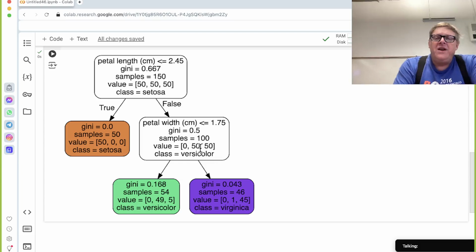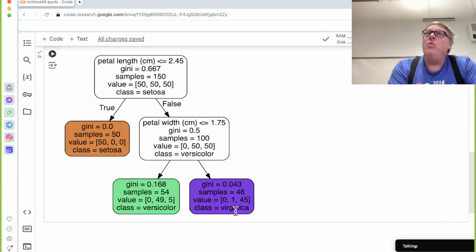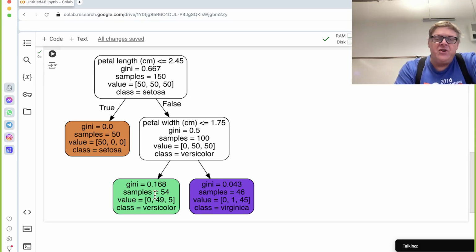Then this one here now has none of the first category, but it has 50 of each of the other 2 categories, so it's still pretty impure. The impurity is 0.5. So now you go to petal width and divide by that minus 1.75. That gets you down to 49 of one with 5 extras, and here you get 45 of one with 1 extra. So both of these are not perfectly pure, but they're pretty pure. And so the Gini coefficient has gone down to 0.1 or 0.04.